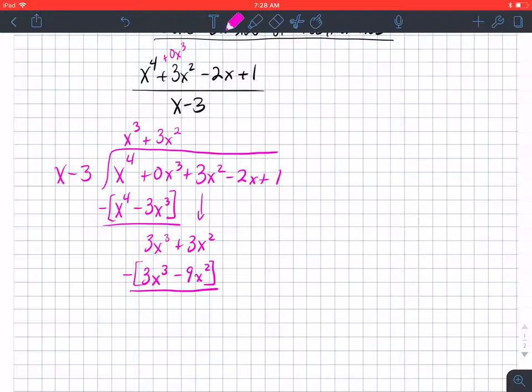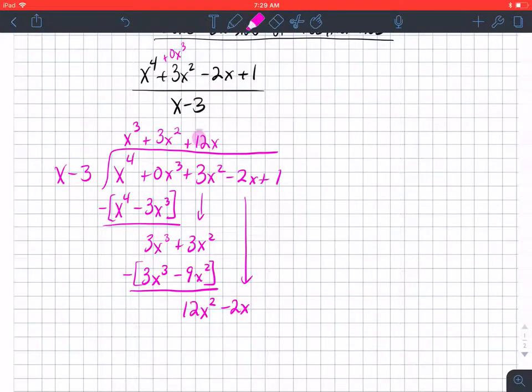So 3x cubed minus 3x cubed, that disappears. That's good. We want that. 3x squared minus a negative 9x squared, so 3x squared plus 9x squared is 12x squared. And then we bring down the negative 2x. Okay, so one more time. How many times does x go into 12x squared? It goes in 12x times.